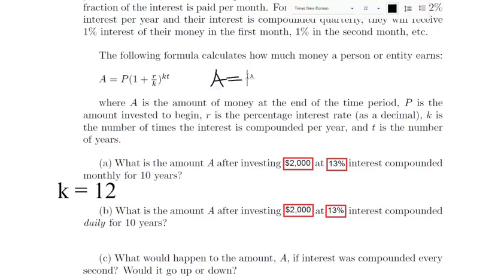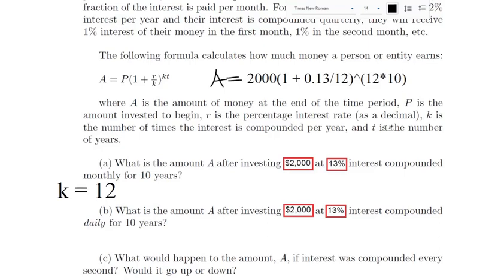Okay, so we're going to be plugging in 2,000. Gotta make my font way smaller though. 2,000, and then it's 1 plus 0.13 divided by 12. 0.13 is my R, and K is 12. And then we're going to raise that to the power of 12 times 10, because I said 10 years. So you can run that through a calculator.